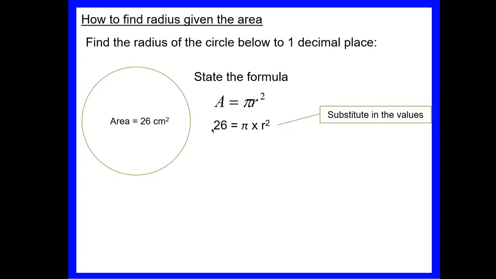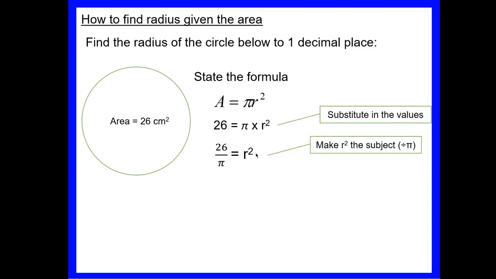So we've substituted in our value and I've put my times sign back in between my pi and r squared. Now remember, we're trying to find r, so we need to get rid of pi from here. I want to keep r by itself. To get rid of pi, it's been multiplied, so the inverse of multiplying is dividing. So we're going to divide both sides by pi, and that will make r squared the subject now. So if I divide this side by pi, the pi's cancel, I get r squared, and I've got 26 divided by pi on this side.